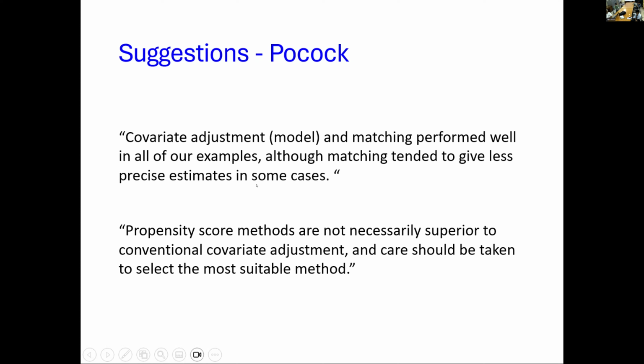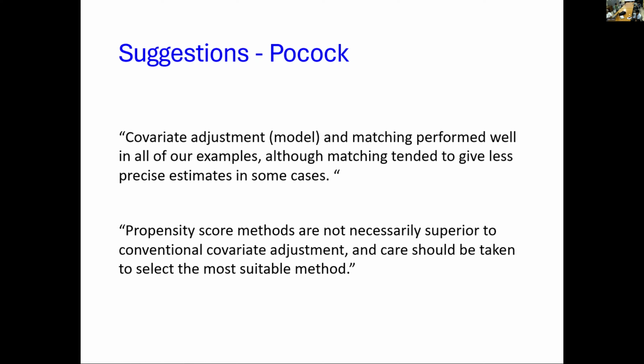Who is Pocock? Pocock, by the way, is a professor of biostatistics from the London School. He is very famous, famous for his clinical trial contributions, etc. He's a big name in statistics from the UK.